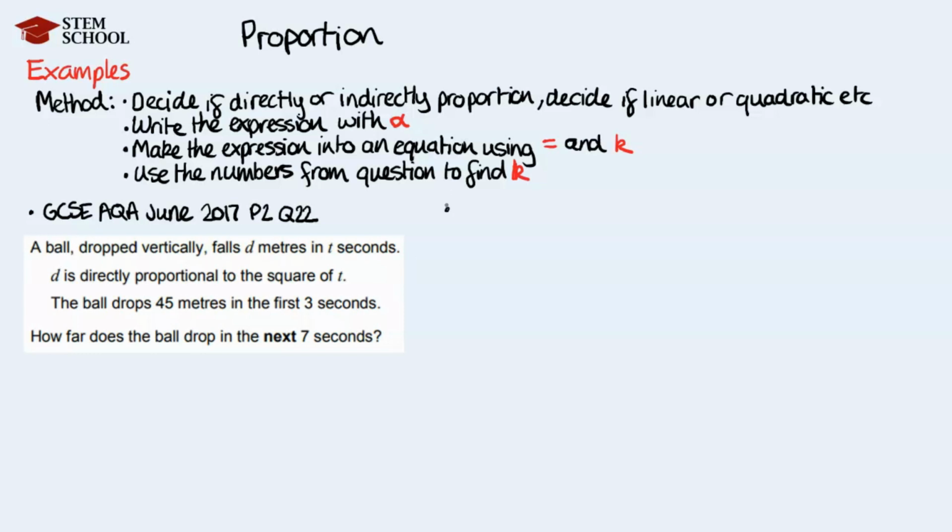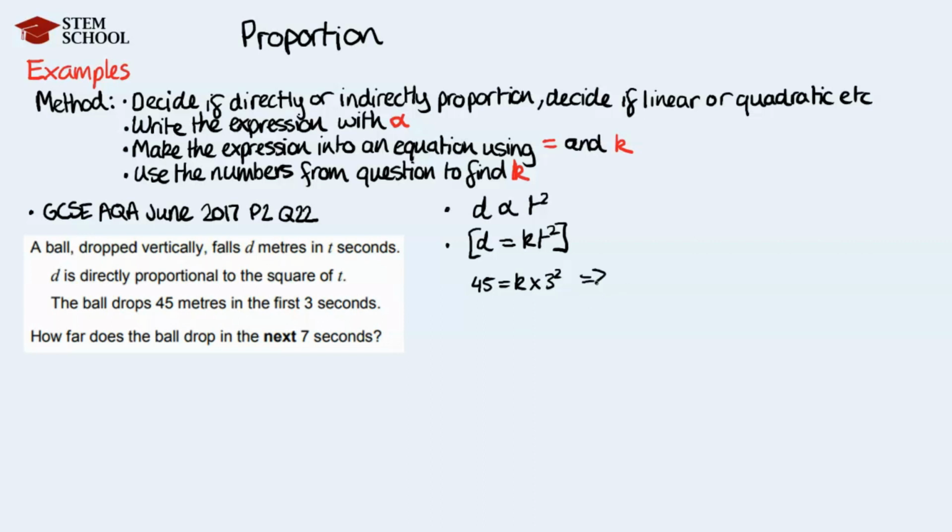Let's do the first step. From the question we've been told that d is directly proportional to the square of t, so we can write d is directly proportional to t squared. The next step is to replace the proportion symbol with an equal sign, then include k into it, so you get a formula: d is equal to kt squared. The next step is using the numbers in the question to find the value of k. We've been told that d is equal to 45, so 45 is equal to k times 3 squared, which is 9.